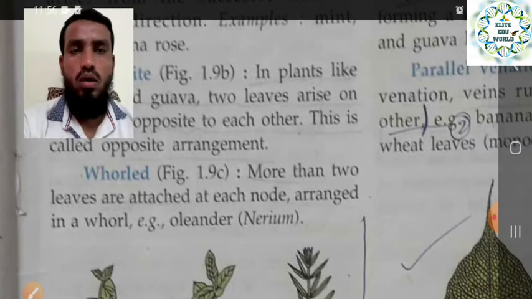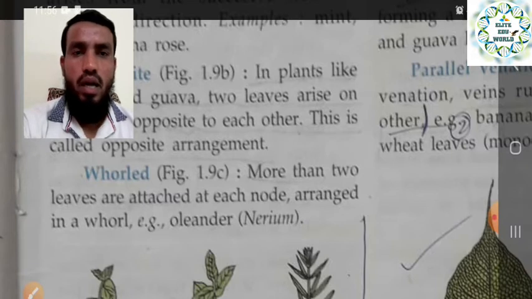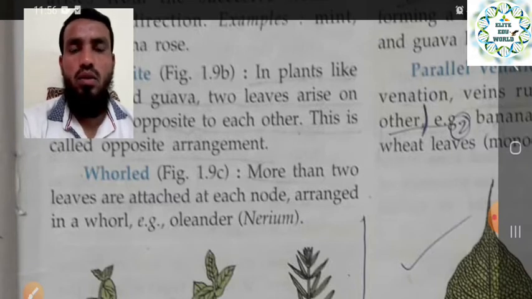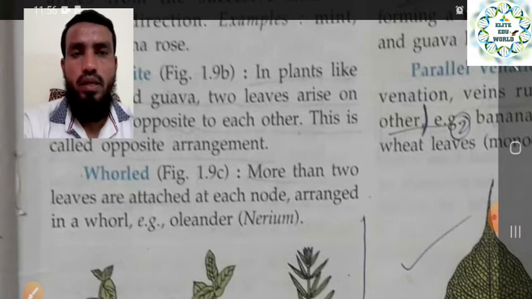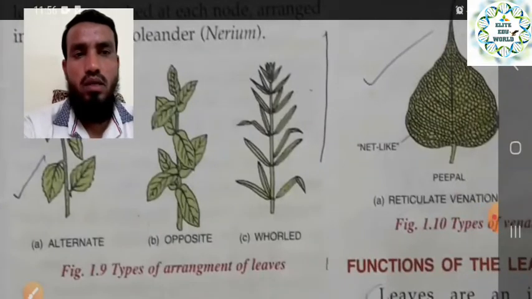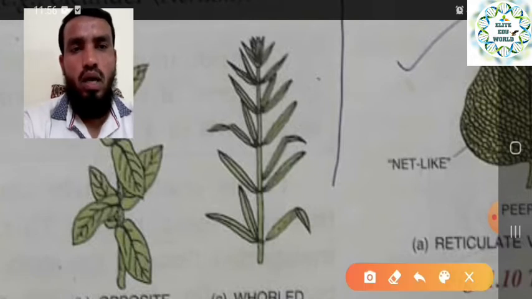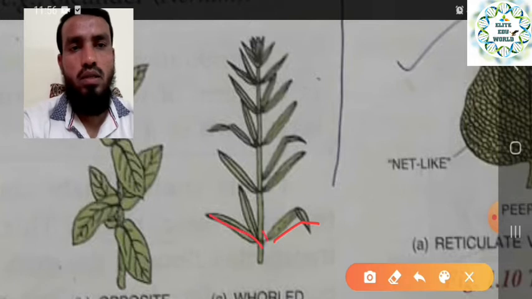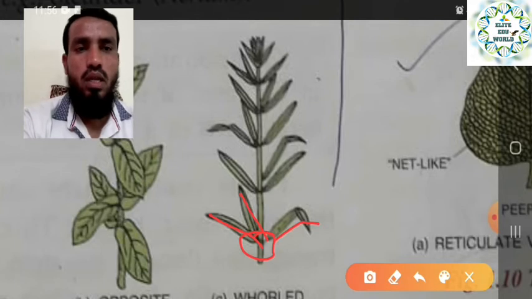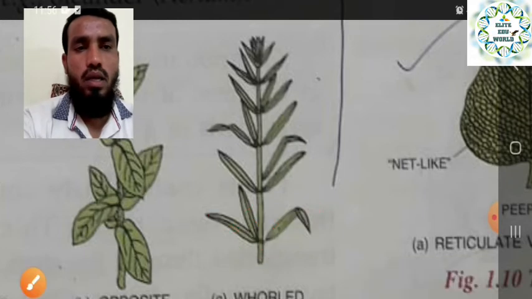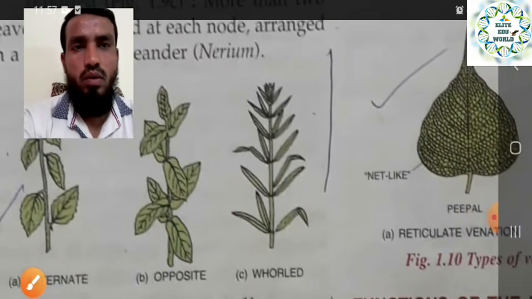In whorl, more than 2 leaves are attached at each node, arranged in a whorl. An example is Oleander, that is Nerium. This is the example of the whorl type of leaves. Here you can see more than one leaf can arise from each node. Here you can count, this is one leaf, that is the second leaf, and this is the third leaf. So from one node, this single node, there are 3 leaves arising, that is why it is called whorl. It is an arrangement having more than 2 leaves from one node.